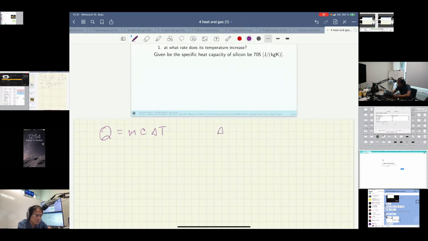Small delta t is the observation time. Observation time, right. All right, and yeah, we are going to divide the whole equation by this quantity, which is the observation time.